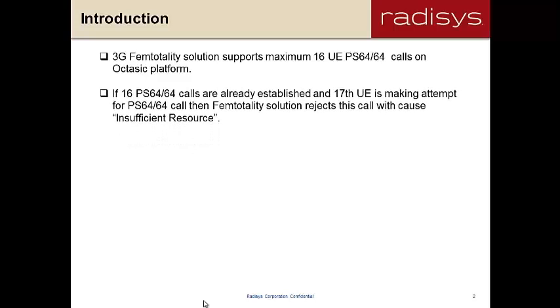If 16 PS64 calls are already established and a 17th UE is making an attempt for a PS64 call, then the Femtotality solution rejects this call during the RAB assignment procedure, which causes insufficient resource. However, HS calls can be established until the max user count reaches 32. This feature is verified with simultaneous upload and download using different applications like FTP, HTTP and ping.